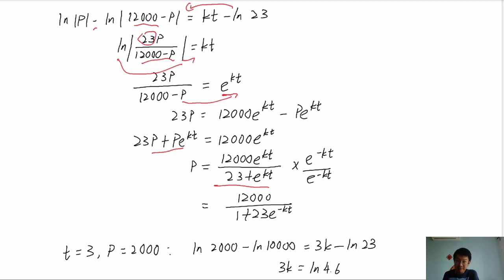We might get something like this, or we can get the answer straight away. In case you get something like this, to make sure we get the same form as in the question, we just have to multiply the numerator and denominator by e to the power of negative kt. Then we will have this expression, which is exactly the same as what we need in the question.